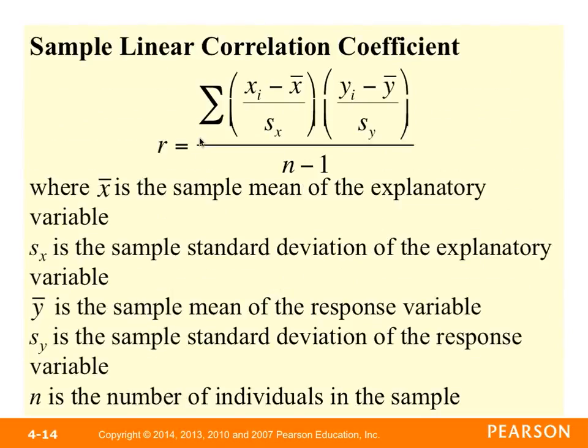So we have this formula here, okay? Our sample linear correlation coefficient is found by taking x_i minus x bar, where x bar is the sample mean of the explanatory variable, divided by s_x, which is the sample standard deviation of the explanatory variable, and then multiplying that by y_i minus y bar, where y bar is the sample mean of the response, divided by s_y, which is the sample standard deviation of our response variable y. So we take those, we multiply, and we sum them all up for all of our observations from i equals 1 all the way to n, and then we divide that entire thing by n minus 1, where n is the number of individuals in the sample.